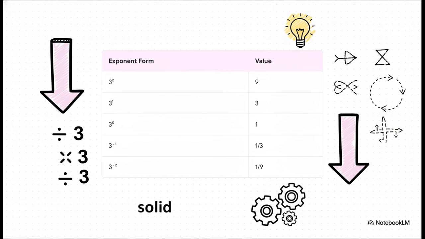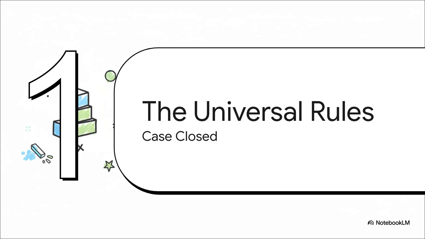And just to be absolutely sure we didn't get lucky, let's check our work with a different number, like 3. For powers of 3, as the exponent goes down by 1, we divide the value by 3. 9 divided by 3 is 3. 3 divided by 3 is 1. 1 divided by 3 is 1/3. Look at that. The pattern holds perfectly. Our theory is confirmed.